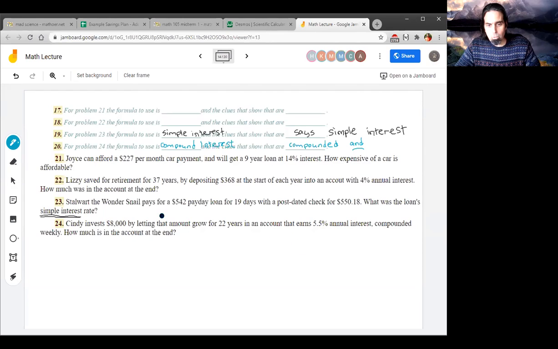Yeah, for 24, it says compounded weekly. And also, she just lets the amount grow. She's not putting in more than one amount of money. So the annuity formulas have repeated deposits. This has only one deposit. She somehow, whatever, inherits money and just lets it sit there.